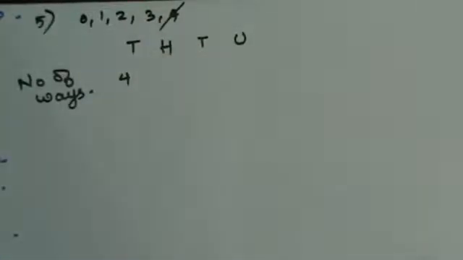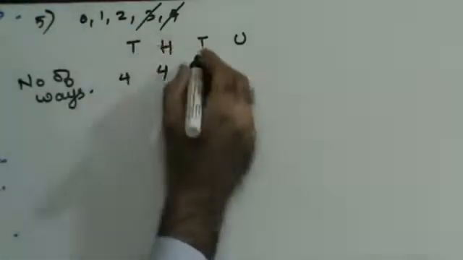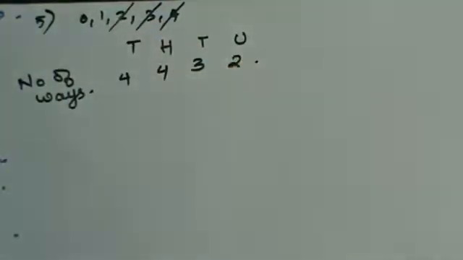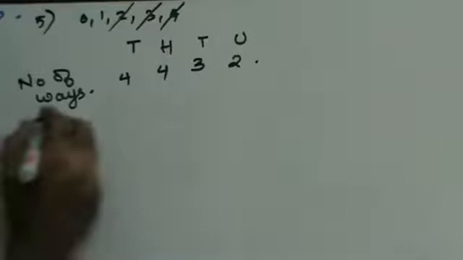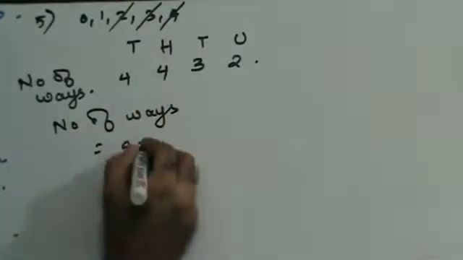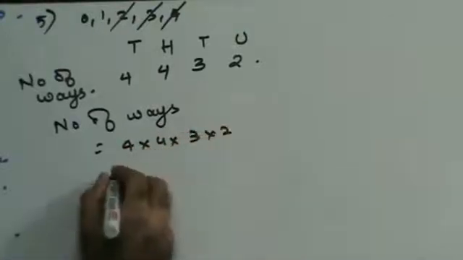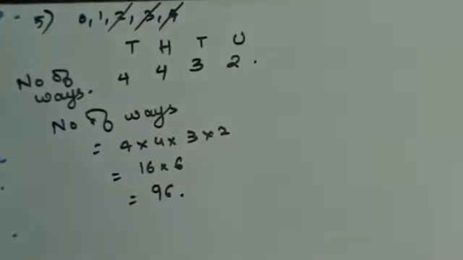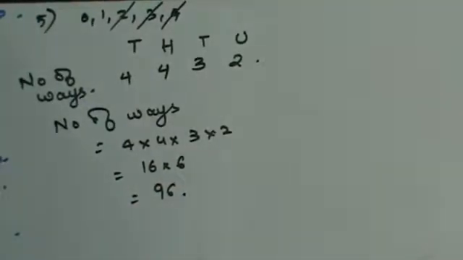Since repetition is not allowed, one of the alternatives is gone. So hundreds place can be filled in 4 ways. One more alternative gone. Tens place can be filled in 3 ways. One more alternative gone. Units place can be filled in 2 ways. So number of ways is going to be 4 into 4 into 3 into 2. 16 and 6, 96. There are 96 different 4-digit numbers that can be formed using the digits 0, 1, 2, 3, 4.